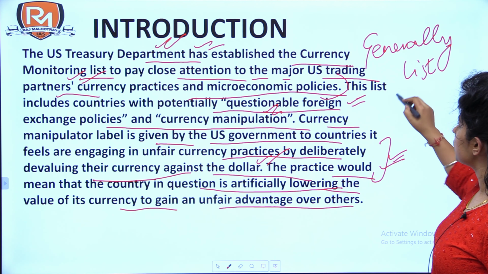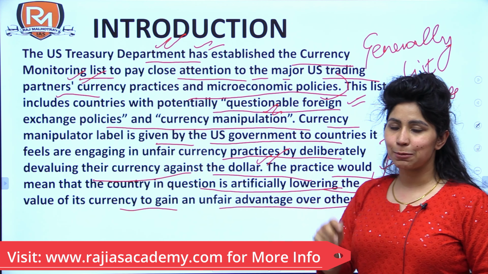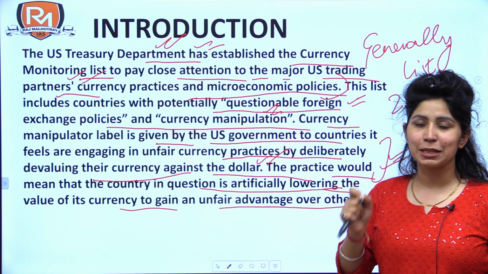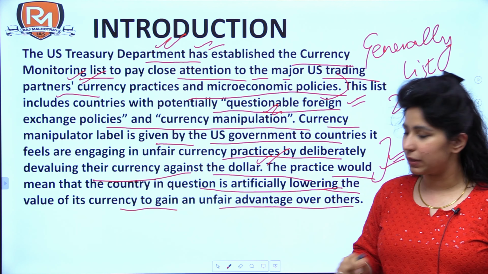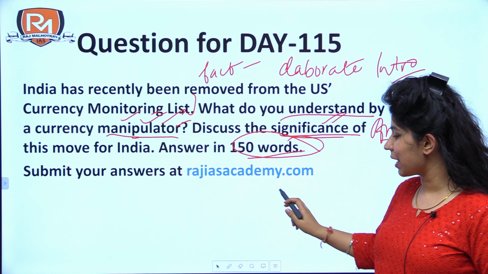Ideally your introductions should be 2 to 3 lines. But since this explains all parts of the question, it explains the currency manipulator part also. That is the first part of your question. What do you understand by a currency manipulator?